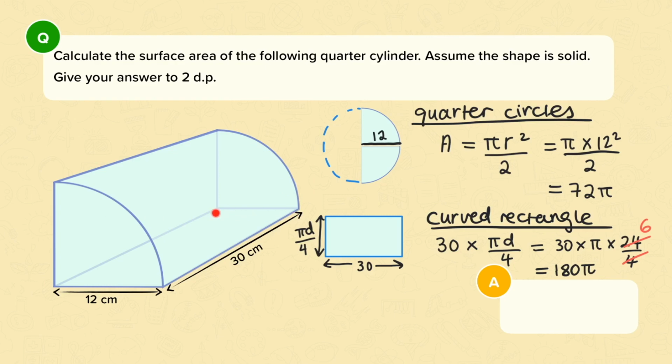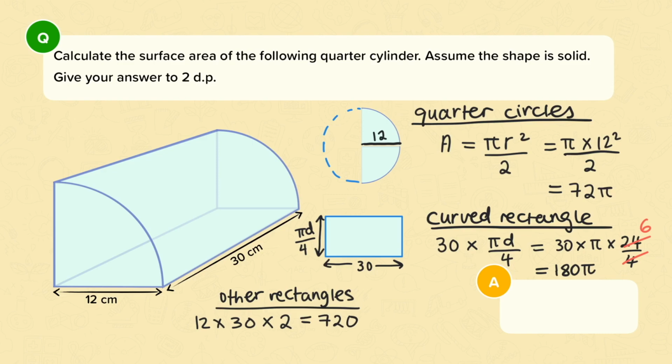We just need to add on the area of the rectangle at the base and the area of this rectangle over here on the left. So in this rectangle, we need to do the length times the width. So this length will be 12 centimeters as it's a radius of the quarter circle, and then the width is 30. For the rectangle on the base, we've got 12 times 30 again. So that's going to be equal to 720.